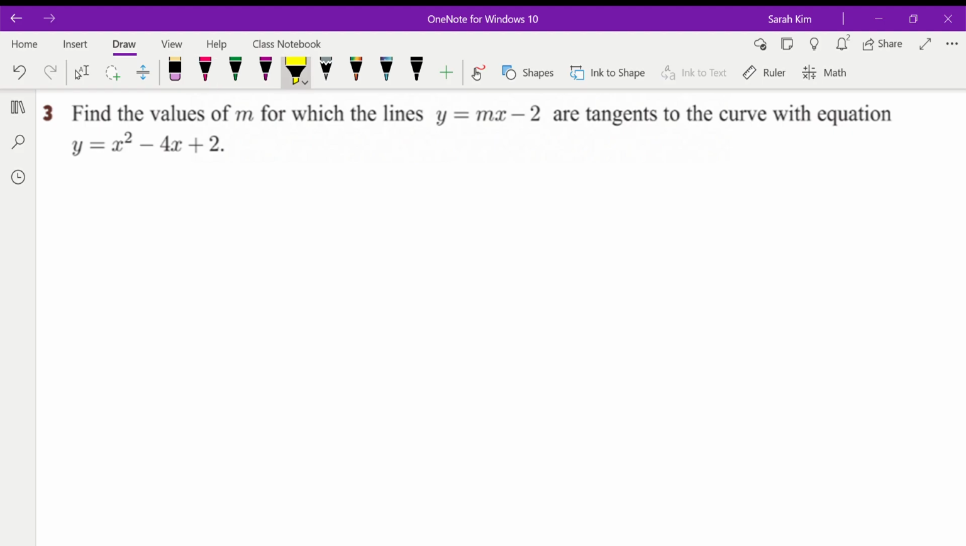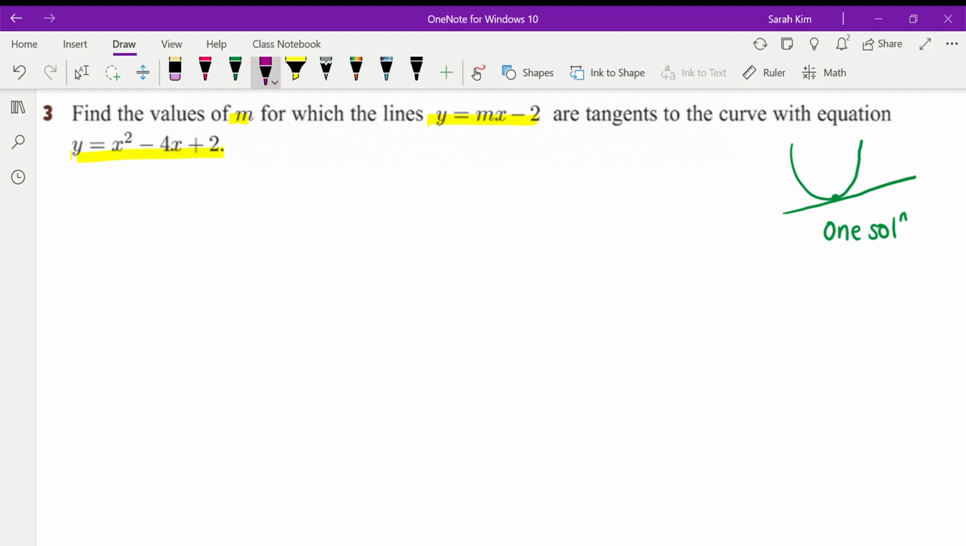Alright, so with this question, you have to find the value of m for which the line y = mx + 2 is a tangent to the curve with this equation. Tangent means it touches at one point. So how many solutions? You just get one solution. So let's use that information.